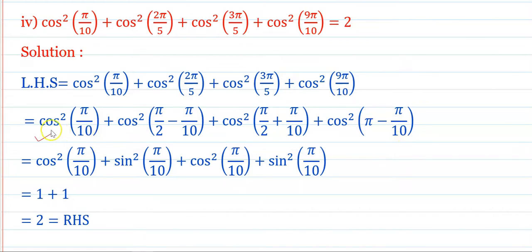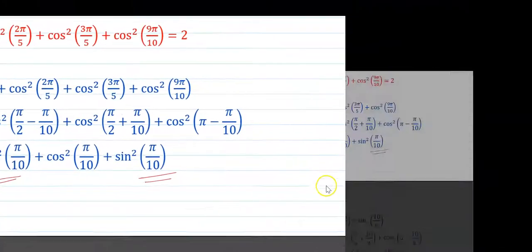Now see this here. Cos square pi by 10 as it is. Cos square of pi by 2 minus pi by 10, that is cos of 90 minus theta, you will get sin theta. Means what? Sin square pi by 10. Next, cos square pi by 2 plus pi by 10. Again, cos of 90 plus theta, you will get here sin theta, so you will get sin square of pi by 10.